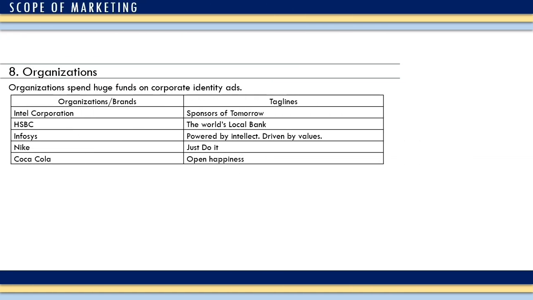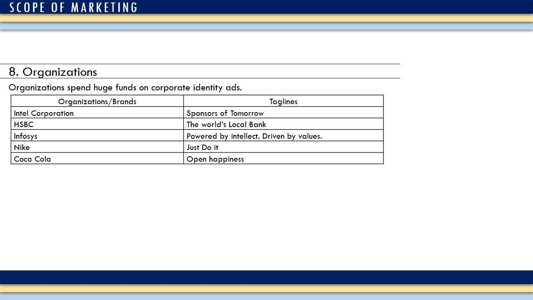Then you have organizations. Now there's a difference between products and organizations. So they are two different entities. Organization represents the enterprise, and this enterprise makes different products and services. So usually any organization uses marketing to promote its products and services.